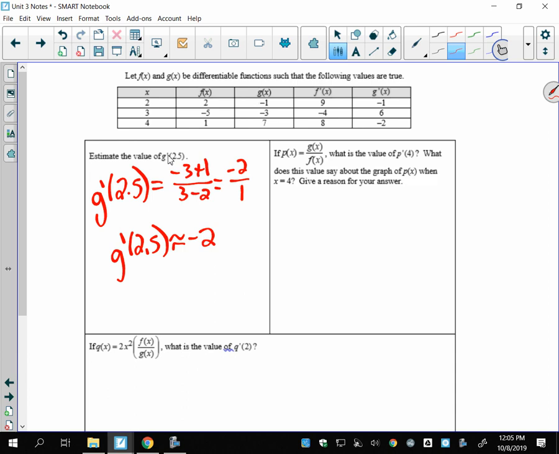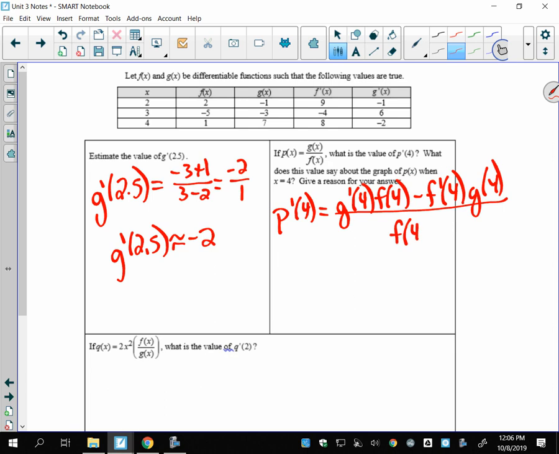It says, if p of x equals g of x over f of x, what is the value of p prime of 4? And what does the value say about the graph when x equals 4? So again, looking at this, I need the quotient rule because it's a quotient. And I'm going to try to be productive here and put 4 in here. So the quotient rule says the derivative of the top times the bottom minus the derivative of the bottom times the top, all over the denominator squared. And again, I just plugged 4 in there because 4 is my problem here.